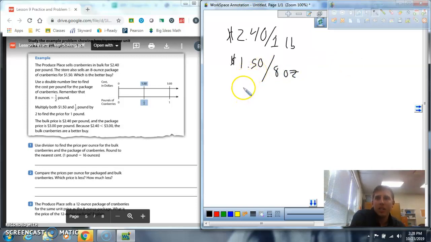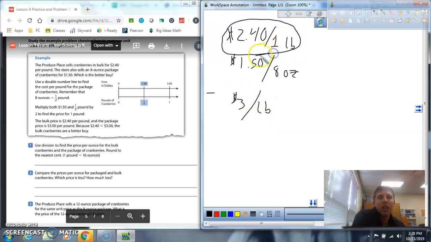Now, they're not in terms of the same thing. And it reminds you that 8 ounces is 1/2 of a pound. Okay? So, if 8 ounces is 1/2 a pound, how do we get this 8 ounces to a whole pound? Well, we got to double both of those, right? $1.50 doubled is $3, and that would actually be $3 per pound. So this is actually the better buy here. Okay?